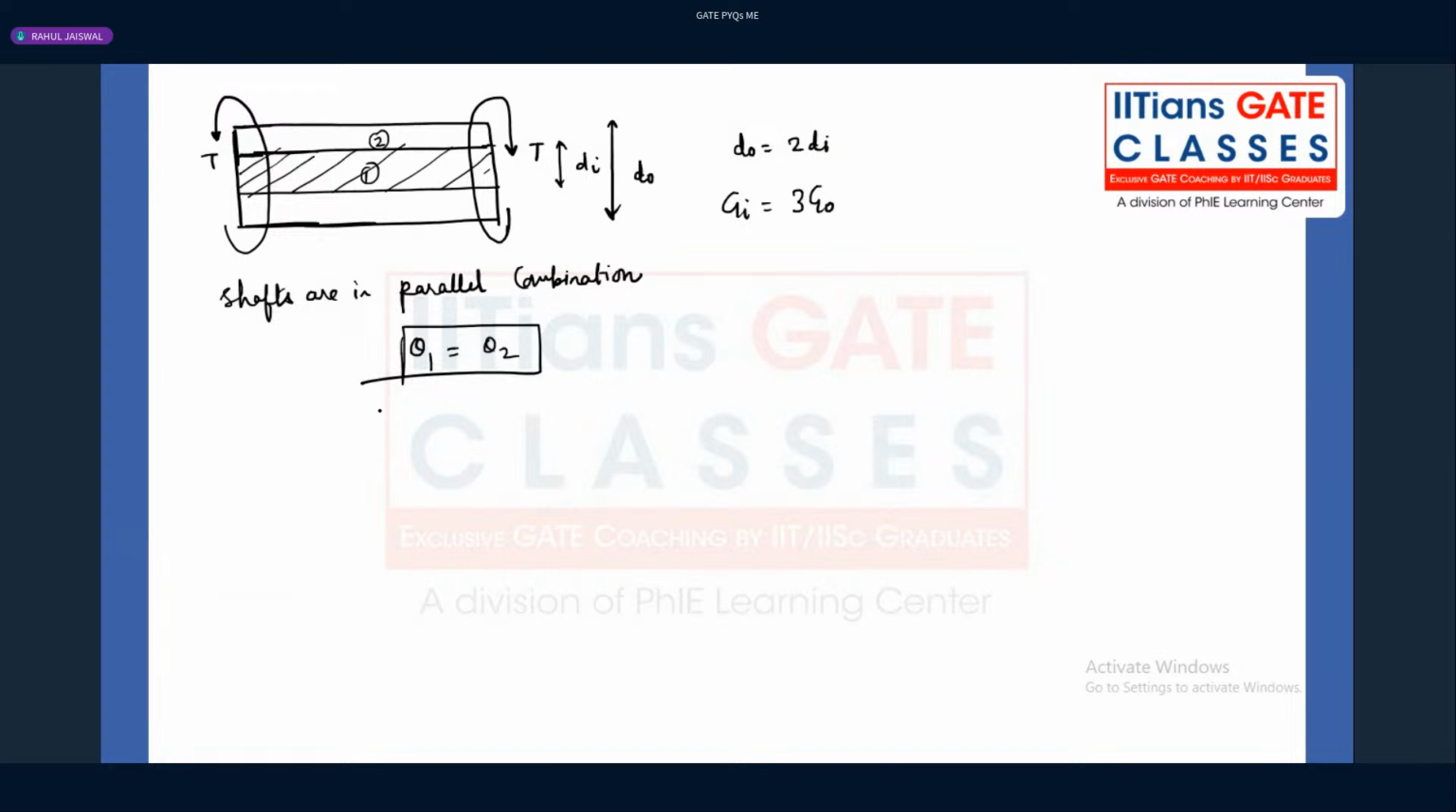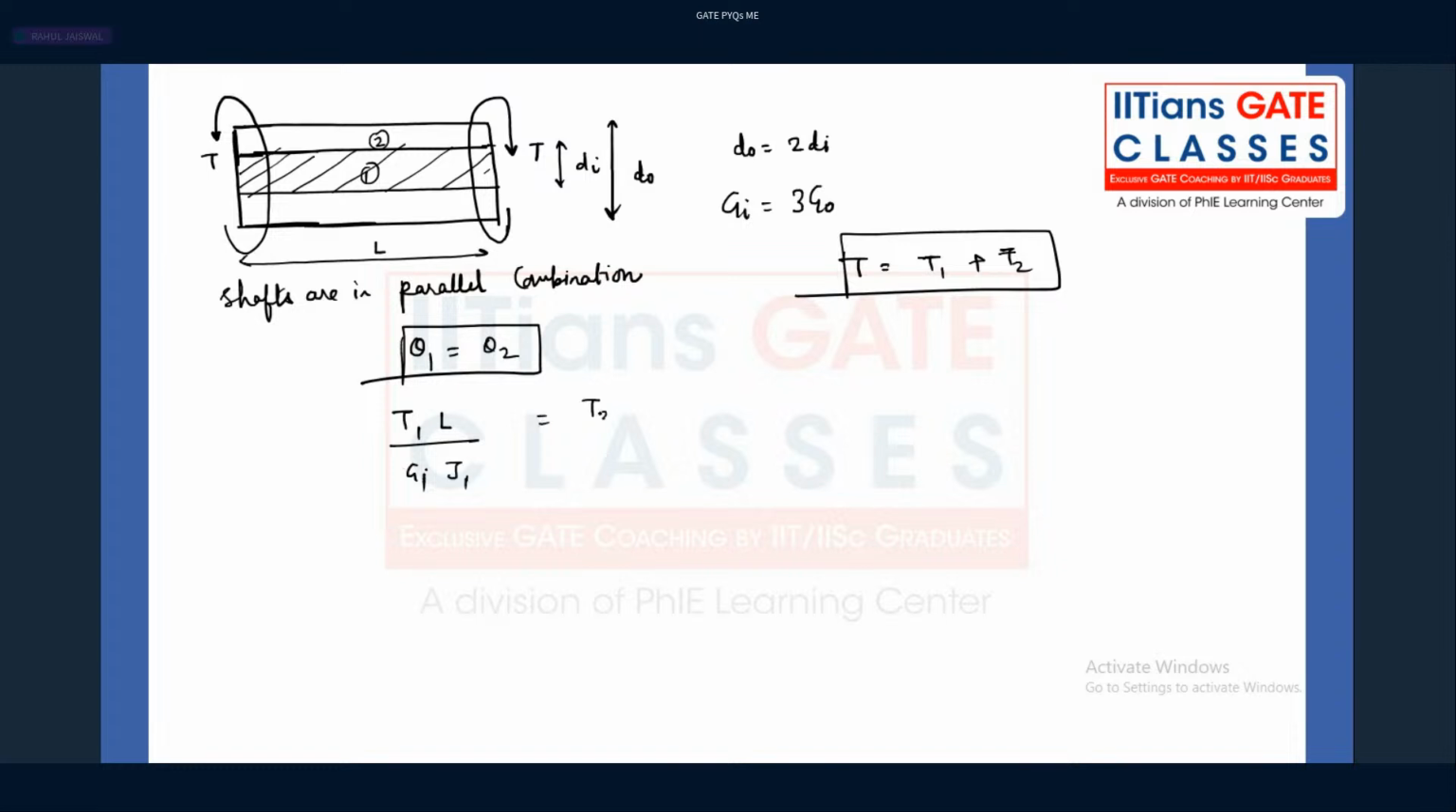For the solid shaft, what is theta 1? See, what is T? T must be equal to T1 plus T2. Both will try to resist this torque which we have applied externally. Now, what is the value of theta 1? T1 into the length of the shaft, and the length of both shafts is the same. T1 into L divided by G1 J1. And T2 into L divided by G2 J2.